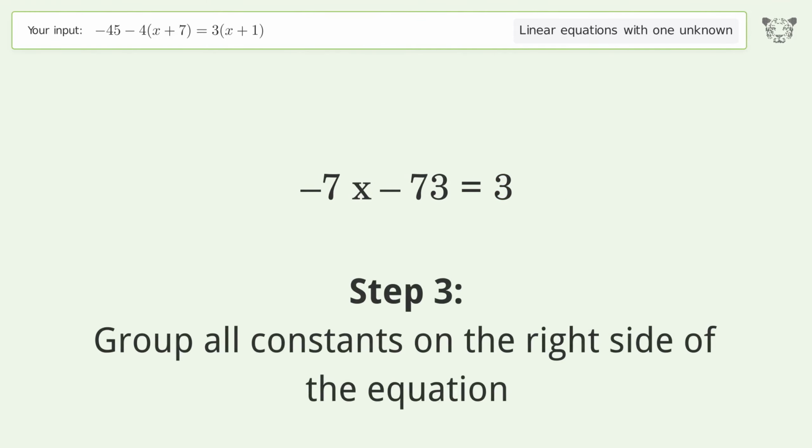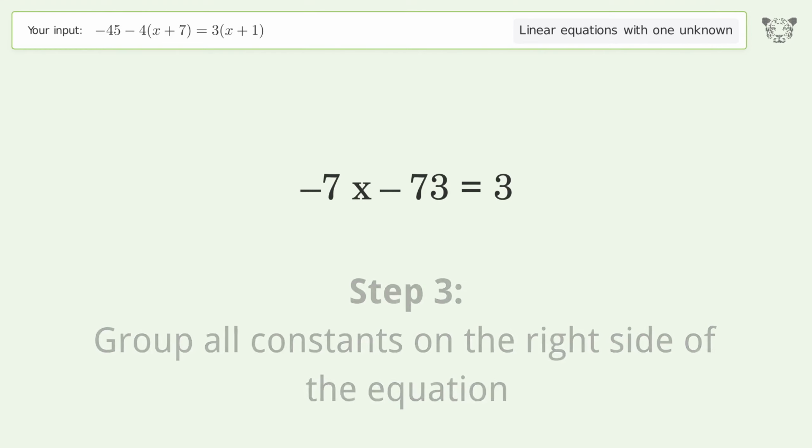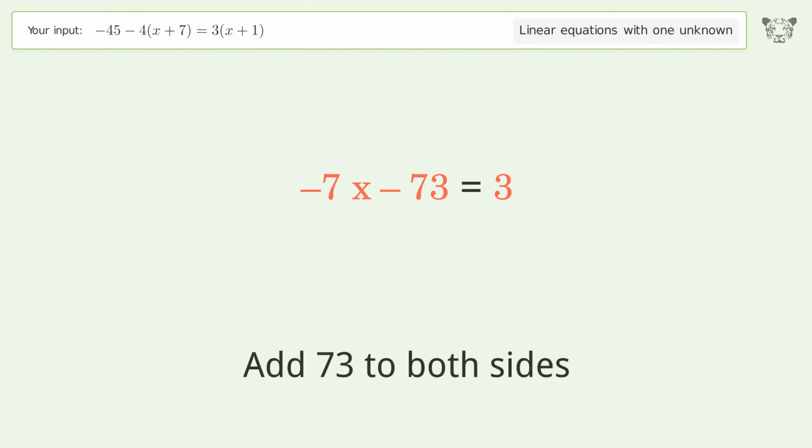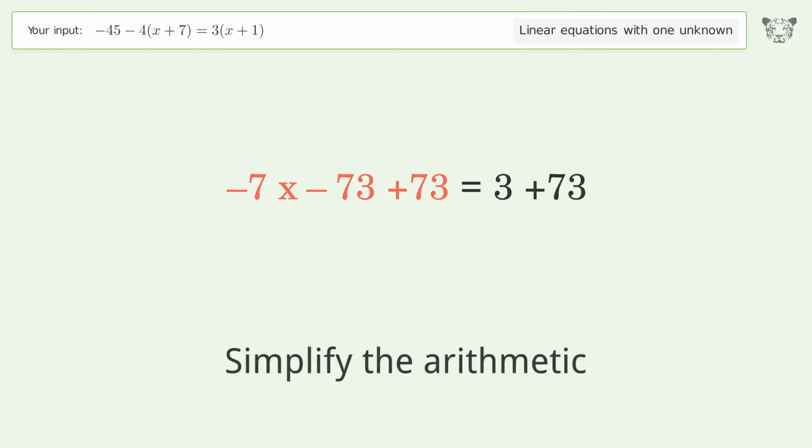Group all constants on the right side of the equation. Add 73 to both sides. Simplify the arithmetic.